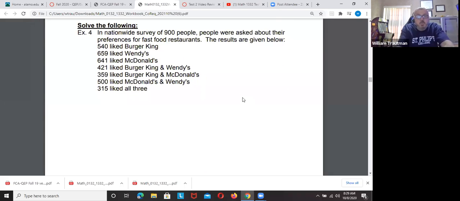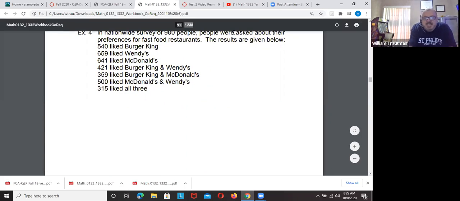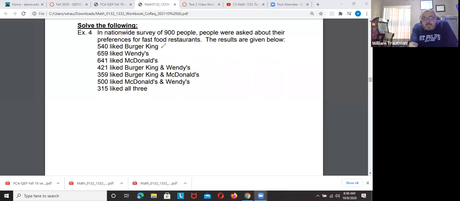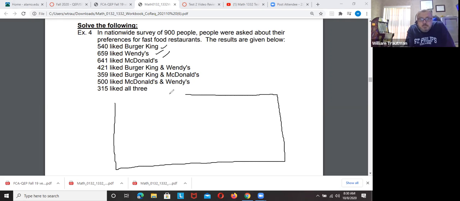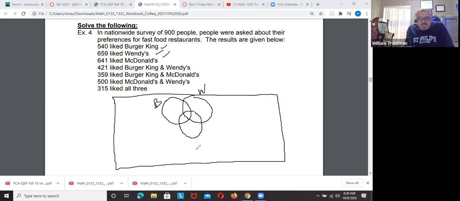Okay, so, whoo, this is a big one. If you look, we're talking about Burger King, Wendy's, and McDonald's. So we're going to have to do 3 circles. We have the universal set. And when we do 3 circles, 1, 2, 3, we write it down like this. So I'm calling this one Burger King, I'm calling this one Wendy's, and I'm calling this one McDonald's.